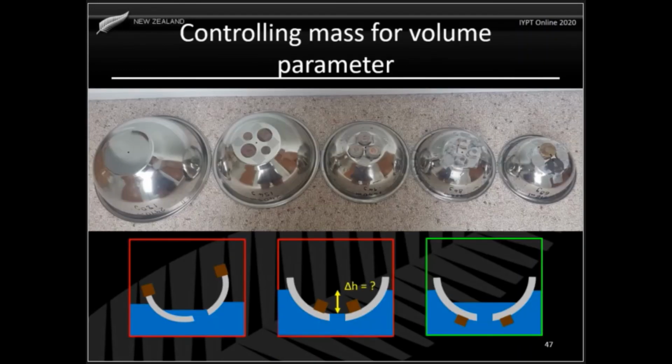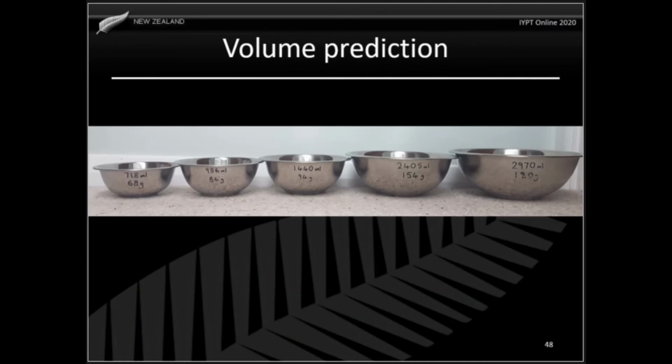When testing volume, I kept mass constant by taping the coins and weights to the bottom of the smaller bowls. Shown at the bottom are the problems I had with adding mass to the other areas of the bowls. This is also how I added mass for the mass parameter. When increasing the bowl volume, the height of the bowl also increased, both of which increase the time to sink. This fits the model because for a hemisphere to have a larger volume, it must have a larger radius.